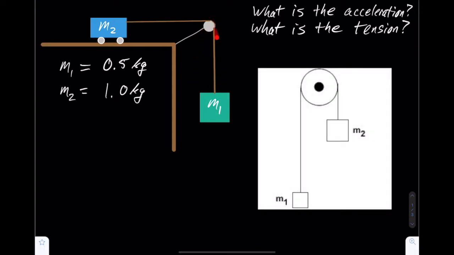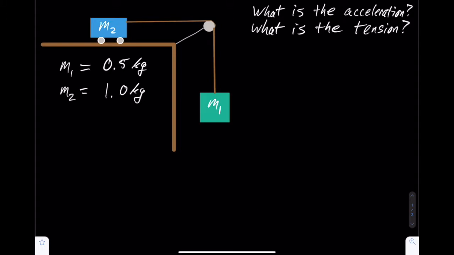So in this problem, we have the two interacting objects. We want to know what is the acceleration and what is the tension in the rope. Now, before we even start drawing our free body diagram, it's important to define our axes. So I will go ahead and make the positive x-axis to the right and the positive y-axis point upward.